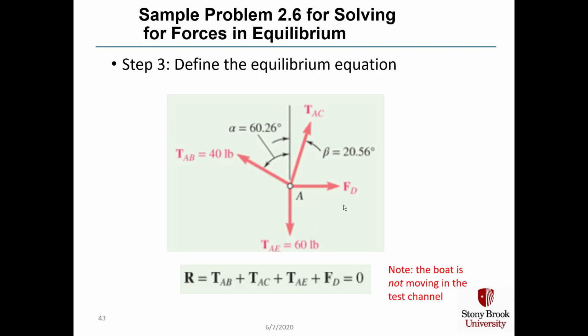Now we define our equilibrium equation, which we can do because by definition in this experiment the boat is not moving in the test channel, which means that the resultant R has to be 0, and if we add vectorially our four forces, T sub AB plus T sub AC plus T sub AE plus F sub D, we have to get a 0 vector.